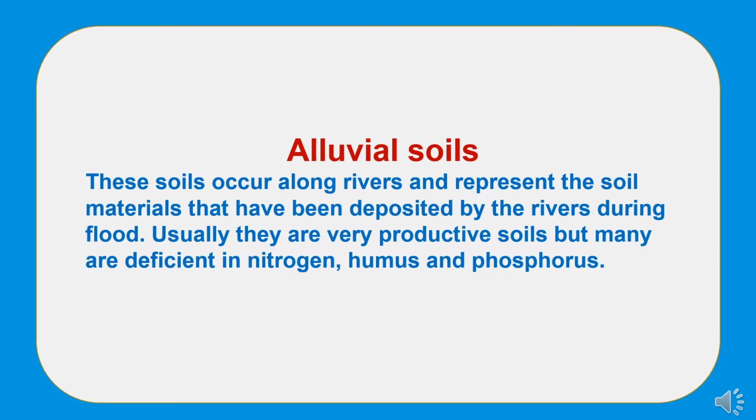Alluvial soils. These soils occur along rivers and represent the soil material that has been deposited by the rivers during floods. Usually they are very productive soils, but many are deficient in nitrogen, humus and phosphorus.